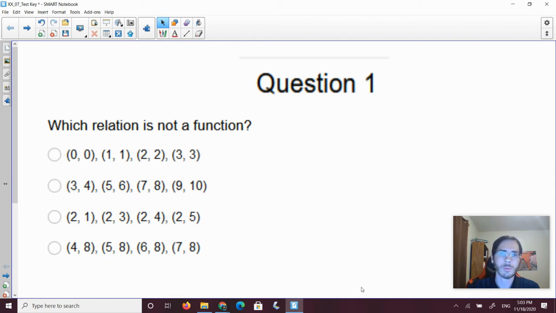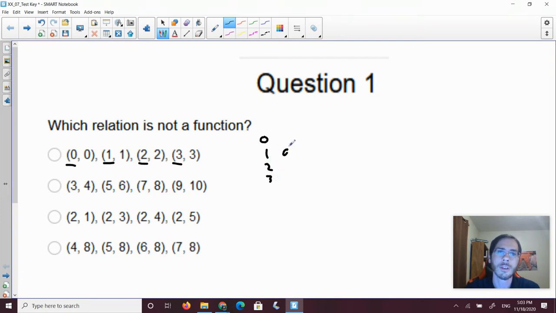All right, so if we want to do the review, for question one, we're first asked which relation is not a function. To figure out if things are functions or not, we have to look at all the x coordinates. So we're looking at all the first numbers. In this case, we got 0, 1, 2, and 3, and these are all different. Since they're all different, we can already say that that one is a function.